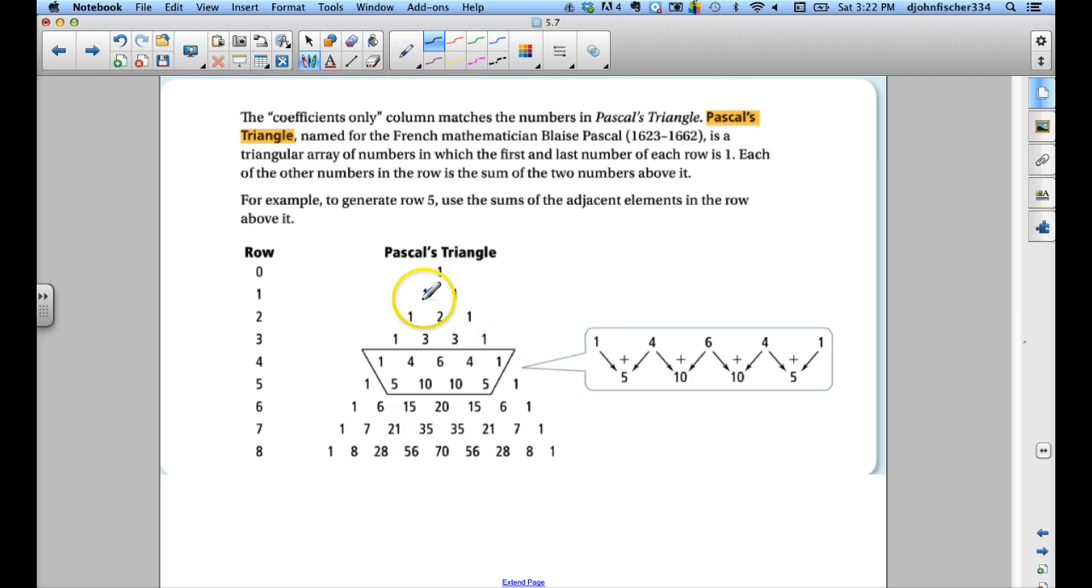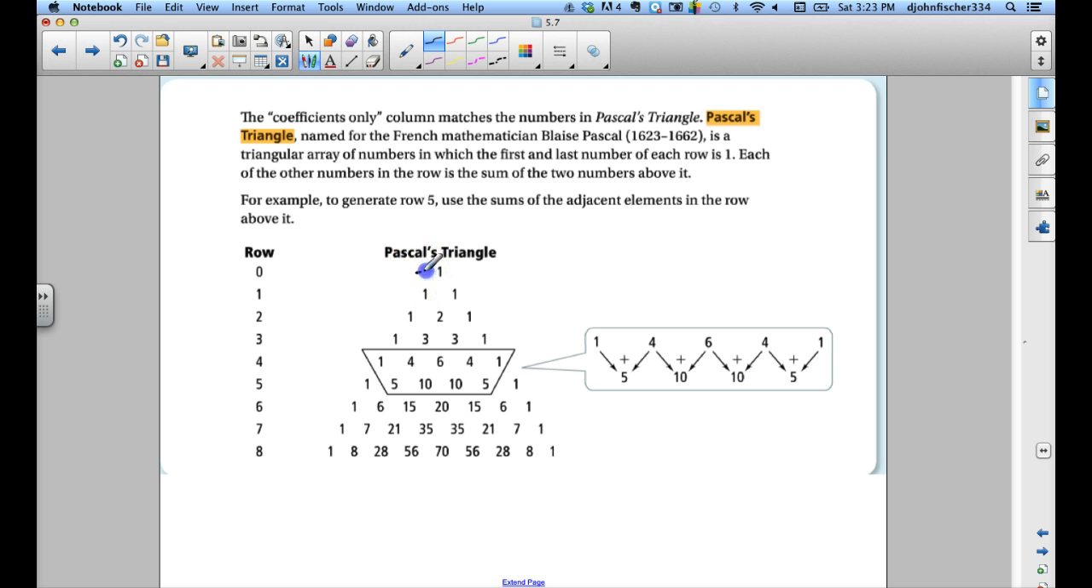So notice here, you've got 1. Outside is always 1. We take these two numbers to get the 2. Outside is 1. 1 plus 2 is 3. 2 plus 1 is 3. Outside is 1. 1 plus 3 is 4. 3 plus 3 is 6. 3 plus 1 is 4. Outside is a 1. 1 plus 4 is 5. 4 plus 6 is 10. 6 plus 4 is 10. 4 plus 1 is 5. Always the two numbers above it. And then the outside numbers stay 1.